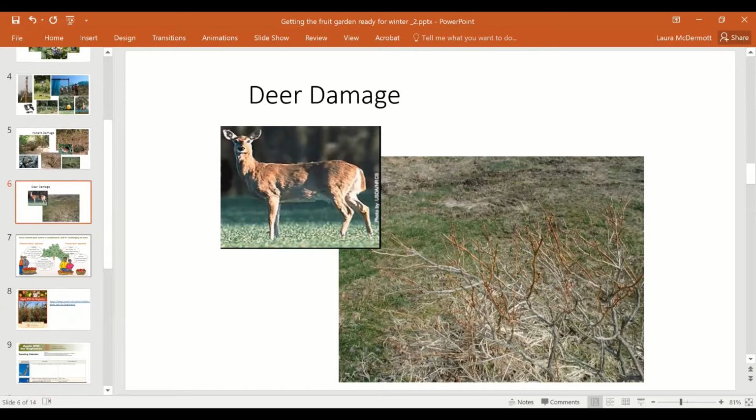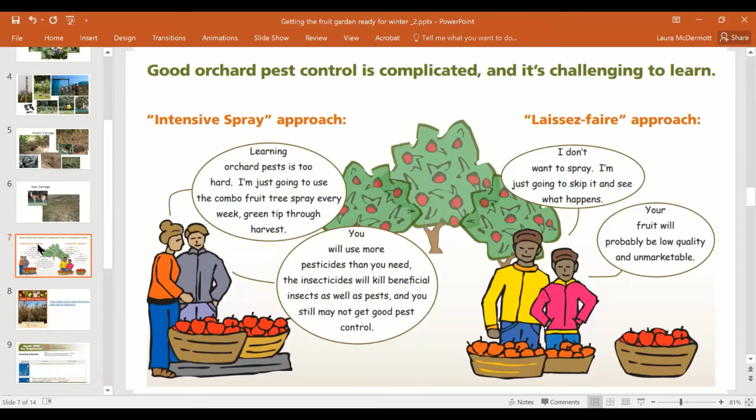And I'm going to get down here. Okay. So before I move to pest control, do we have any questions about little vertebrates and birds and big vertebrates like deer? Anybody else have any questions?